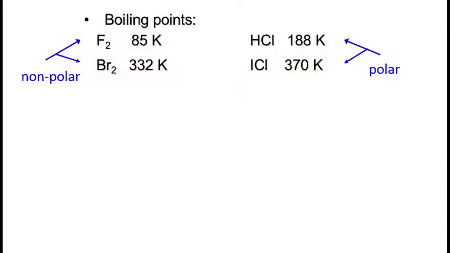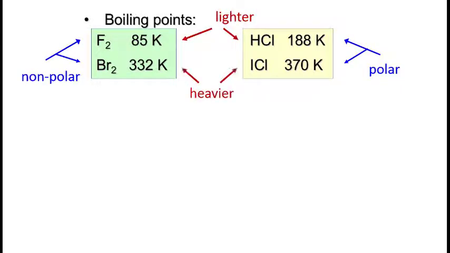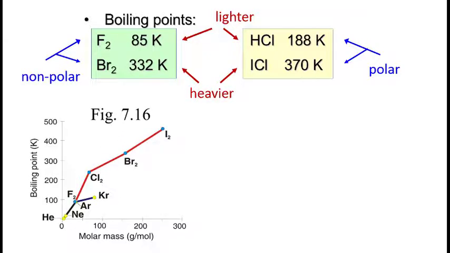What if, instead of looking across, we look up and down? The observation is that when comparing nonpolar materials, the heavier Br2 has a higher boiling point. When comparing the polar materials, when H is replaced by the heavier I, the boiling point is higher. In each case, when comparing two similar materials, the lighter material is lower boiling, whereas the heavier material is higher boiling. We see this again in a figure from our textbook.